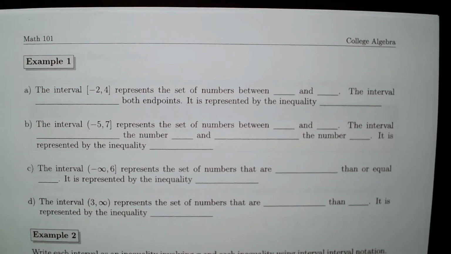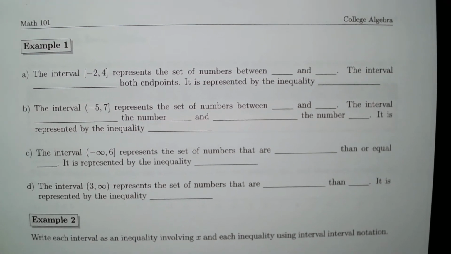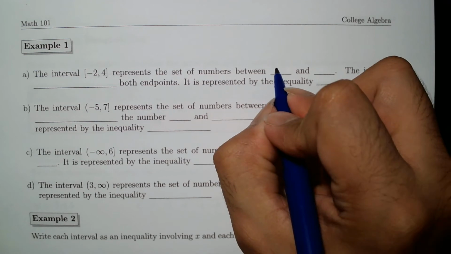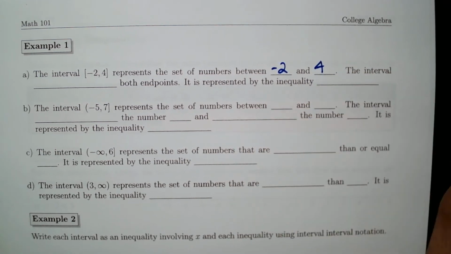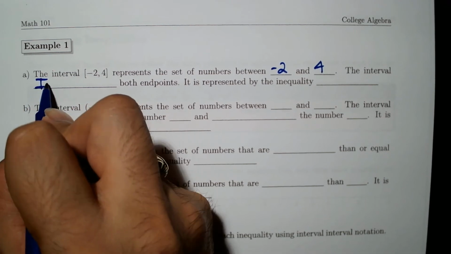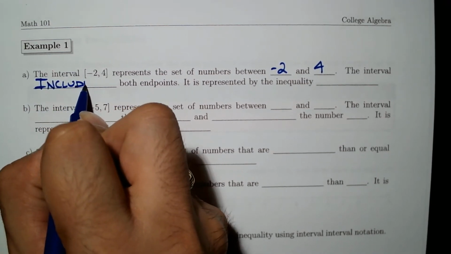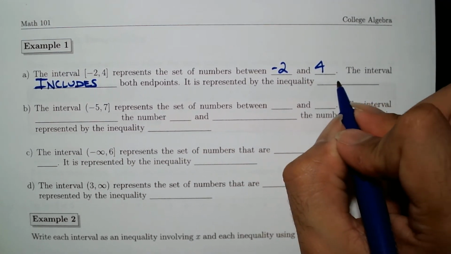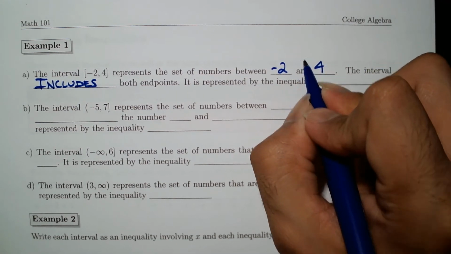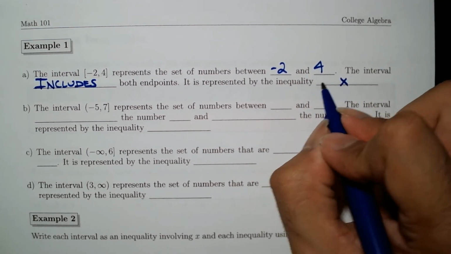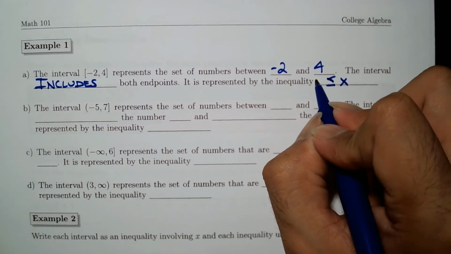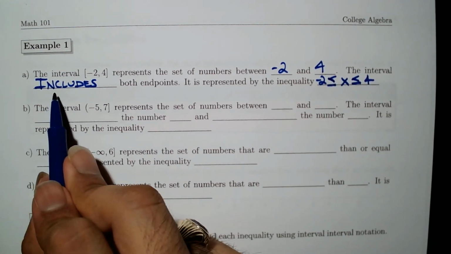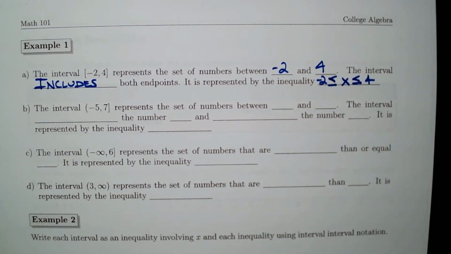Okay, so we have the interval negative 2 to 4, which represents the set of numbers between negative 2 and 4. The interval includes both endpoints, and it's represented by the following inequality. We put an x in the middle: x is greater than or equal to negative 2 and less than or equal to 4. Because it includes both endpoints, we have those equal signs as well.